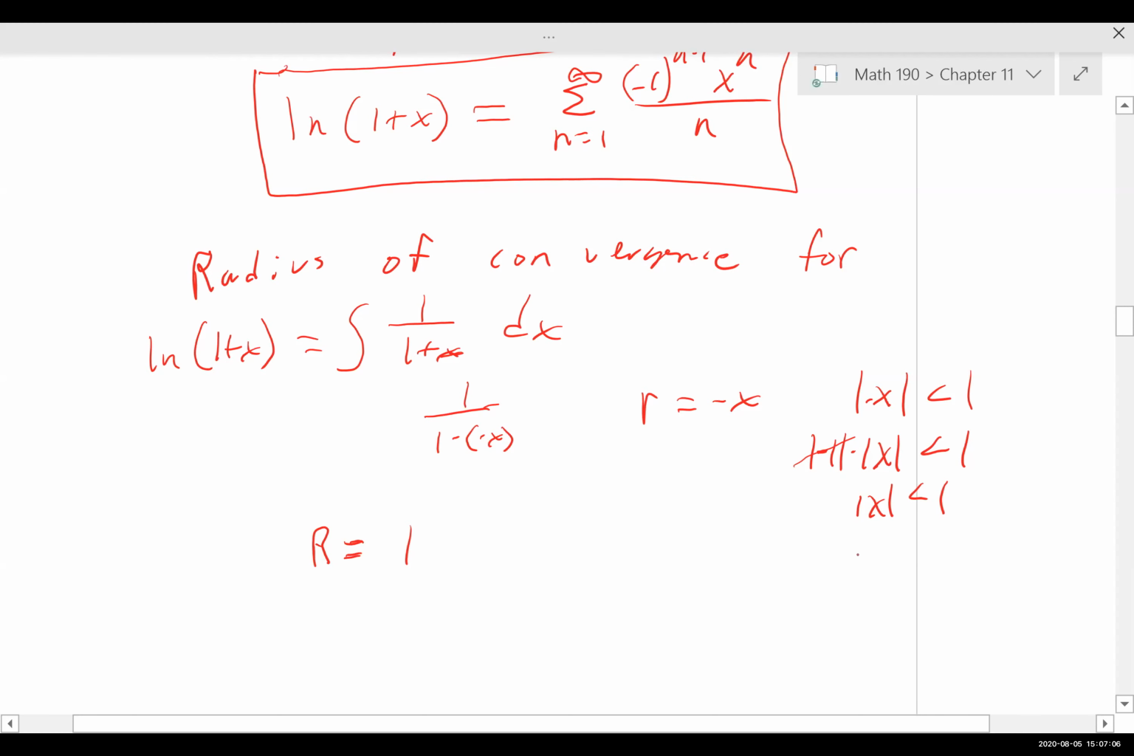x is between 1 and negative 1, right? Negative 1 is less than x, which is less than 1. So x has to be between 1 and negative 1. And so if we think of this as a radius, x can live anywhere between 1 and negative 1. So what's the radius of convergence? The radius of convergence is 1. That makes sense.